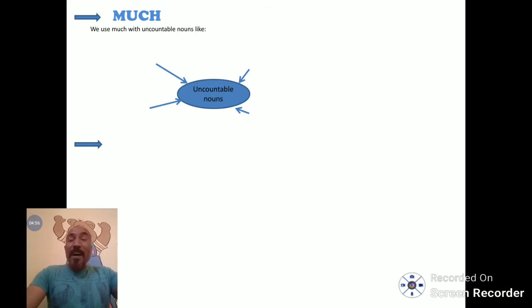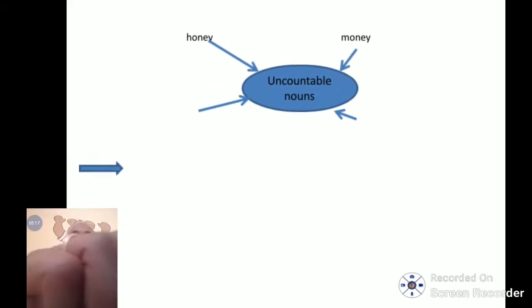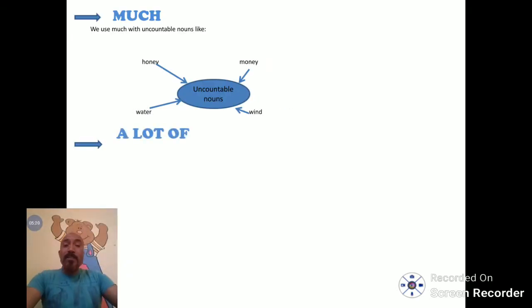Now, much, we can use with uncountable nouns, which means something that we cannot count, which doesn't take an S. It's always in a singular form, like honey, money, water, wind. All these nouns are uncountable, so we are going to use much with these kinds of words.